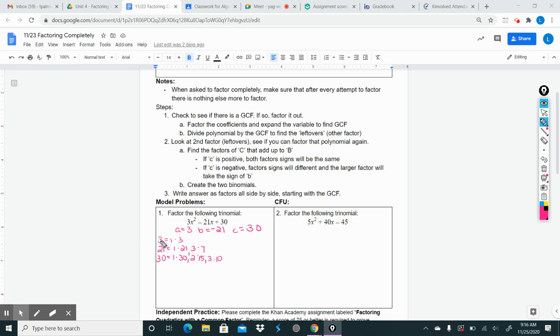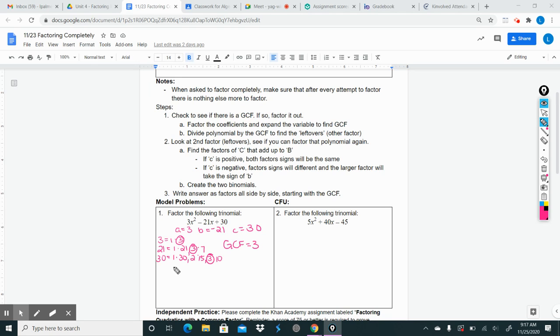In our case, 3 is a prime number. The only factors are 1 and itself. So we check to see if 3 is a factor of each term, which it is. So our GCF so far is 3. We check to see if there are any variables that we can extract. We have x squared, so 2 x's. We have 1 x with the 21, and no x's with the 30. So x cannot be part of our GCF.